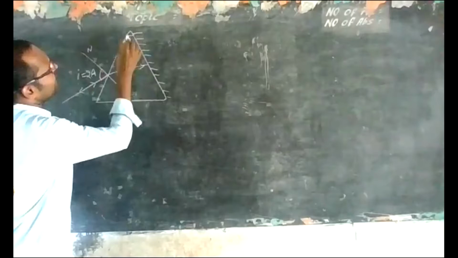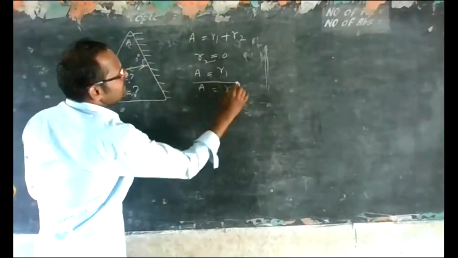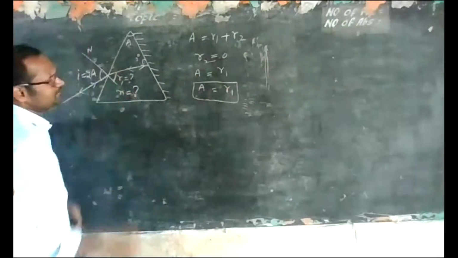When the angle of incidence is 0, then only it will reflect back. When the ray falls normally on the plane surface, then only it will reflect back. That means R2 is 0, so the A value will be R1. That means your R1 value is A. Clear? Yes. A value, R1 value, I know.